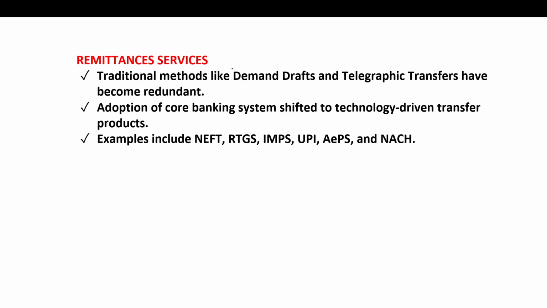Remittance services. Remittance is sending money. The bank now uses fast electronic systems instead of old methods like drafts or mail transfers. Now bank uses NEFT, transfer money in batches within few hours. RTGS, real-time transfers for big amount, 2 lakhs or above. IMPS, instant money transfer, it is available 24 by 7. UPI, app-based money transfer using UPI ID. AEPS, money transfer using your Aadhaar number and fingerprint. And then there's NACH, which is used for bulk transactions like salary or pension payments.